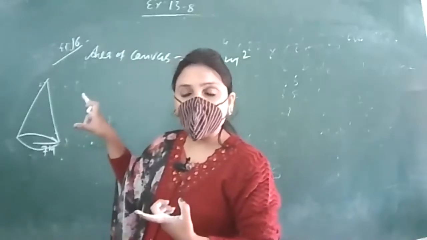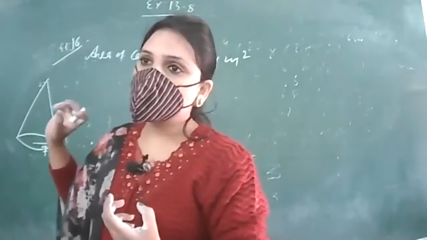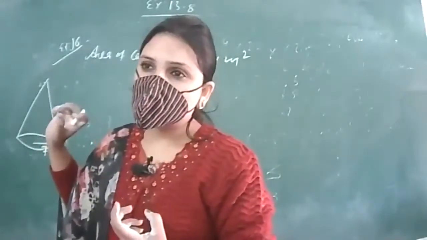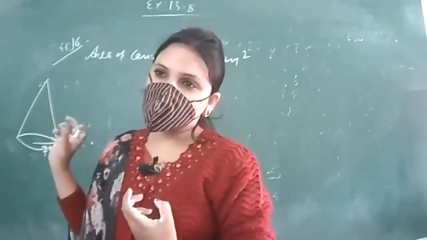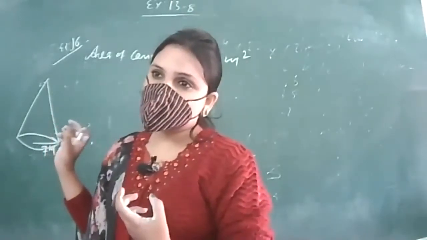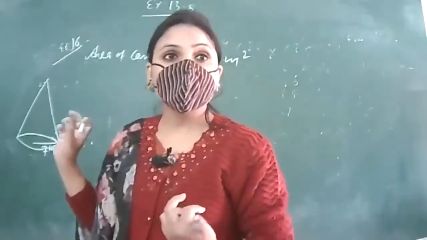The tent is in the shape of a cone, and the volume of the cone, Parikshit, what is the volume of the cone? Formula. What is the volume of cylinder? What is the curved surface area of cylinder then?